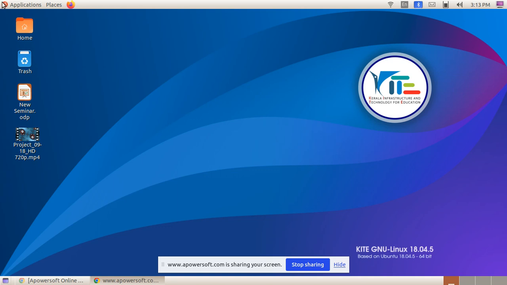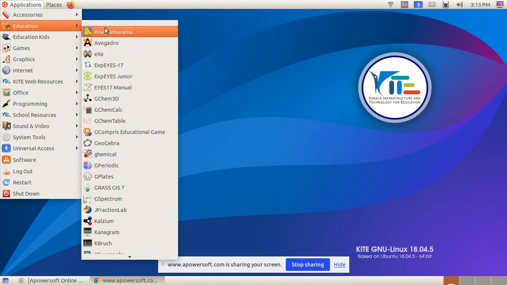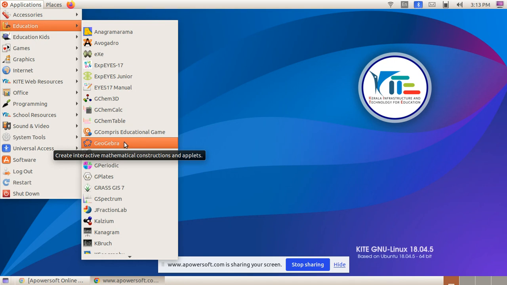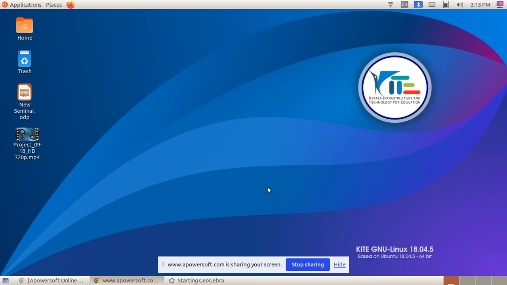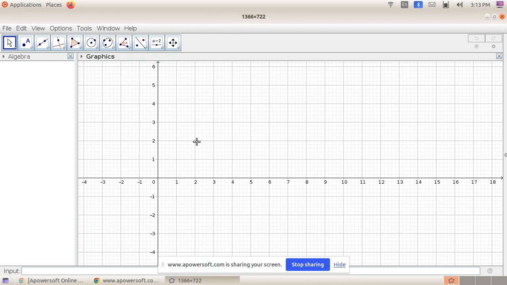We are going to discuss GeoGebra, how we can prove the Pythagoras theorem using GeoGebra. So first of all, we will take GeoGebra from application, education, GeoGebra. So it's opening now. So it's a window of GeoGebra. We have already discussed the tools of GeoGebra. So here I will discuss the proof of Pythagoras in two ways.